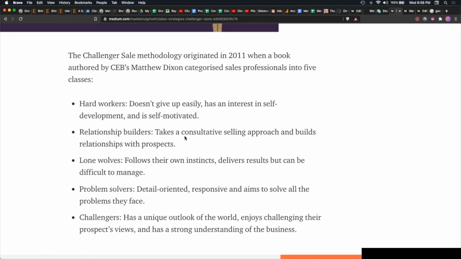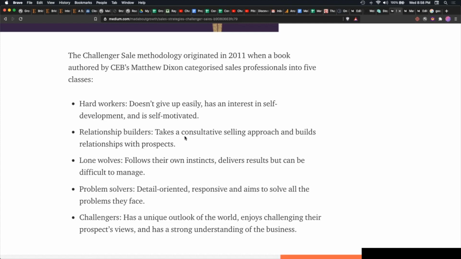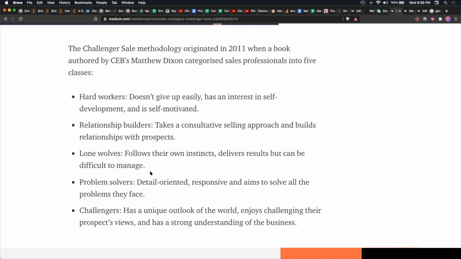Think of it like Harvey Specter from Suits. He does whatever he believes in. Very difficult to control, right? But as a good member of a startup, it could be a good way to balance things out actually. Anyway, so the next one is problem solvers.